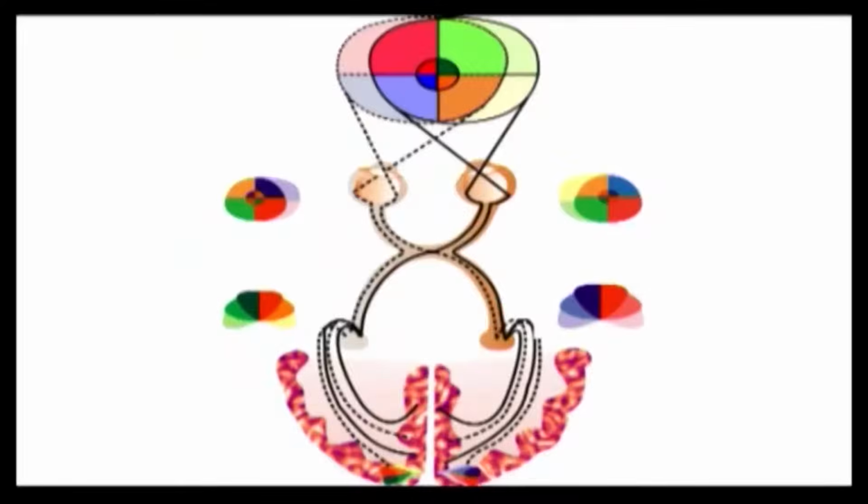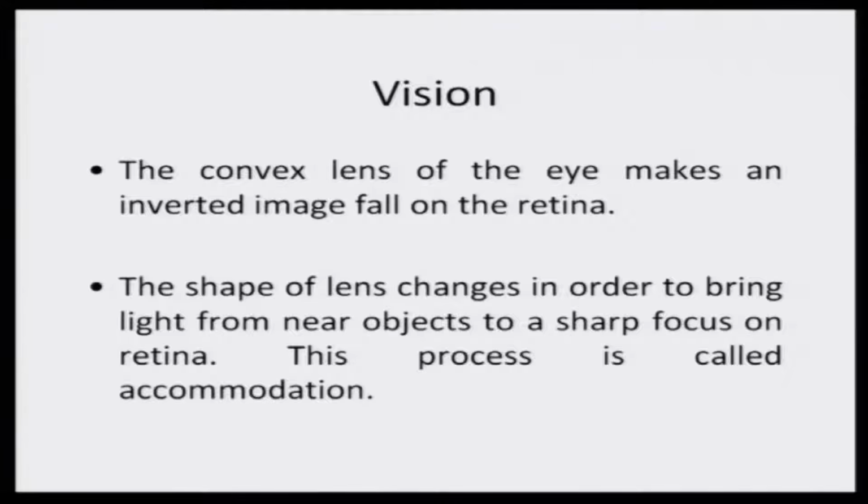Now, primarily what is important for us to understand here is that the convex lens of our eyes makes an inverted image fall on the retina, okay? And the shape of the lens changes in order to bring light from near objects to a sharp focus on the retina, and this very process of bringing a sharp focus on the retina is what is called accommodation. So, what we have done? We have talked about transduction, we have right now talked about accommodation.